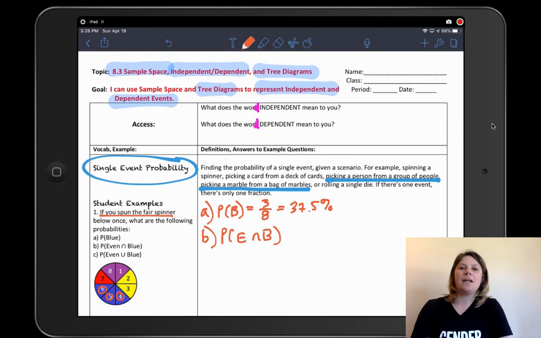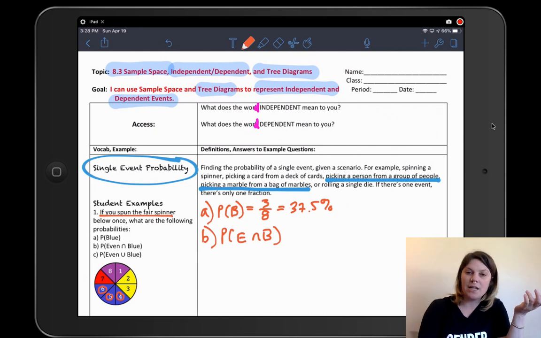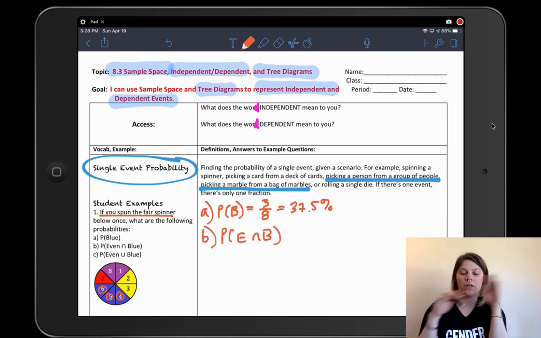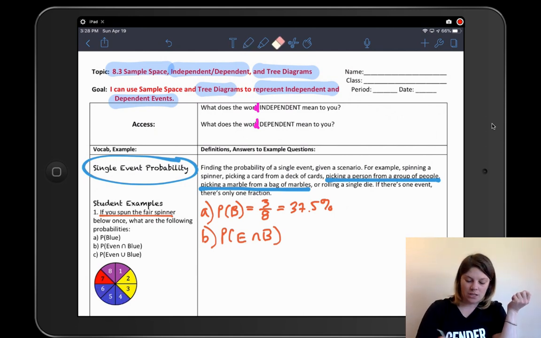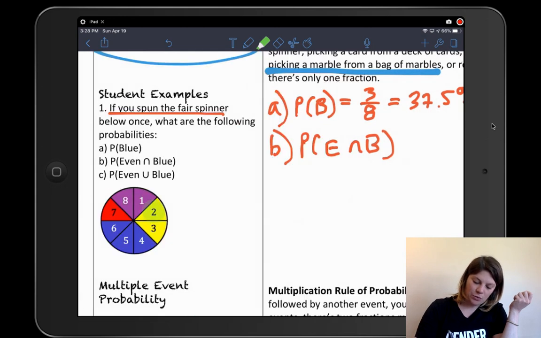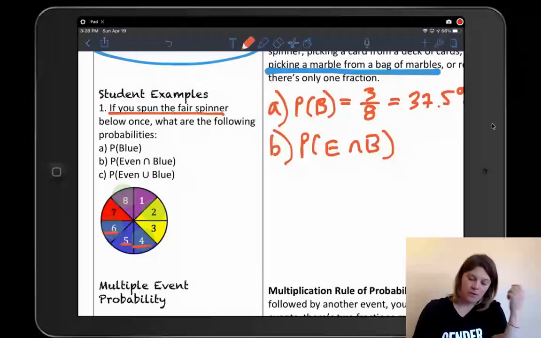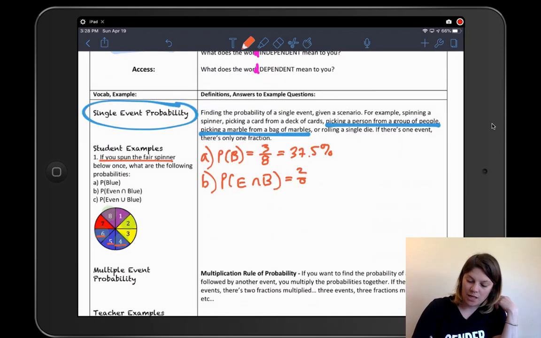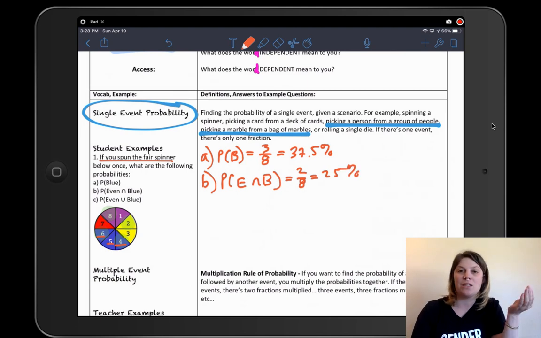All right, and then for B, we have what's the probability that it's even intersection blue? So that means that it has to be where they overlap, right? This was very helpful for Venn diagrams where you can see the two things overlap. But also in week 1, we talked about where do these things overlap as well. So we can say even is 2, 4, 6, and 8. And then blue is these 3. So where they overlap is 6 and 4.